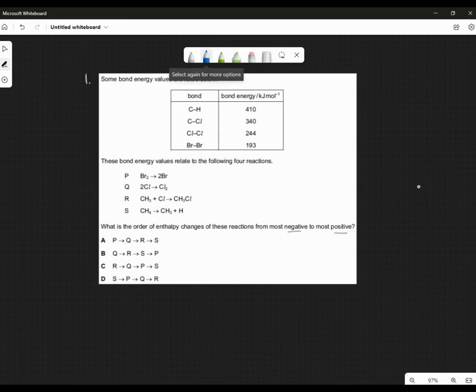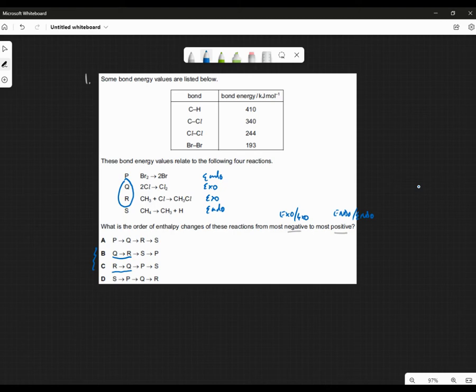The first one is bond breaking, so that's going to be endo. Second one is bond forming, so that's going to be exothermic. Third one is bond forming, that's going to be exo. And S is bond breaking, so that's going to be endo. So the most negative, that's going to be the 2 exos. All right, and obviously the most positive are going to be the 2 endos. So which ones are they? Q and R must be on the left. So this is Q and R on the left and R and Q. So the answer is either B or C.